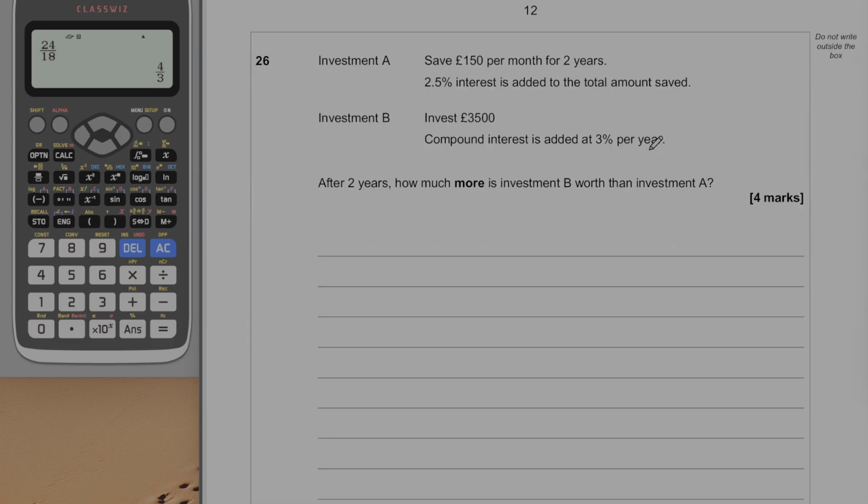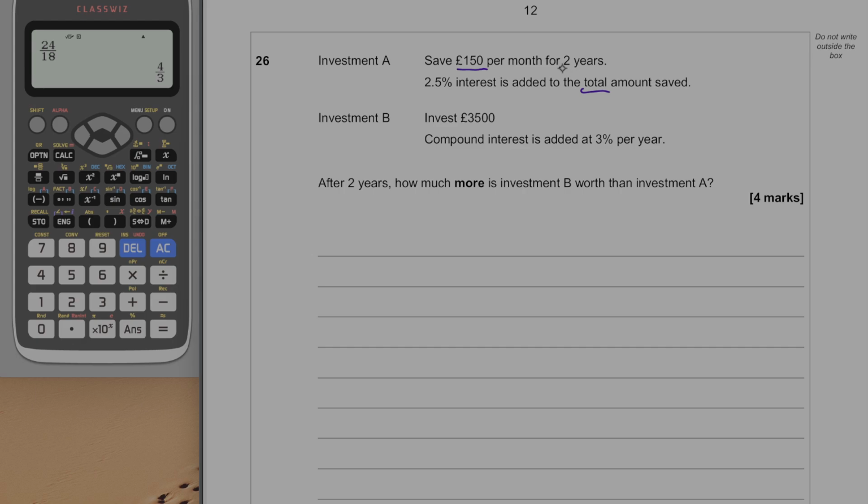Okay, 26. Investment A: save £150 per month for 2 years. 2.5% interest is added to the total amount saved. And then the other one, investment B: invest £3,500 with compound interest of 3% per year. After 2 years, how much more is investment B worth than investment A?